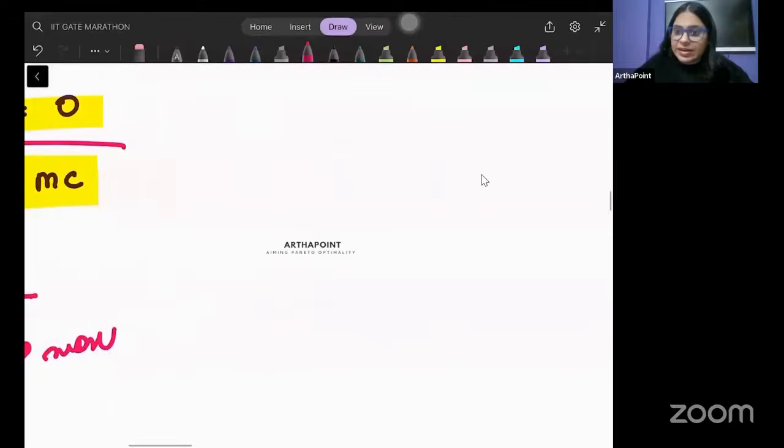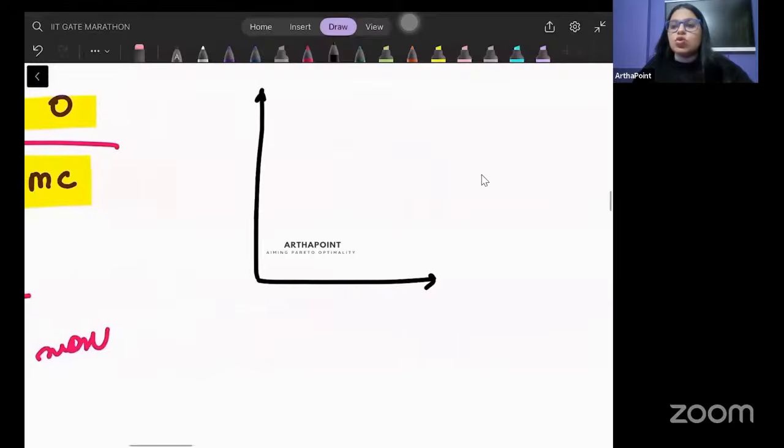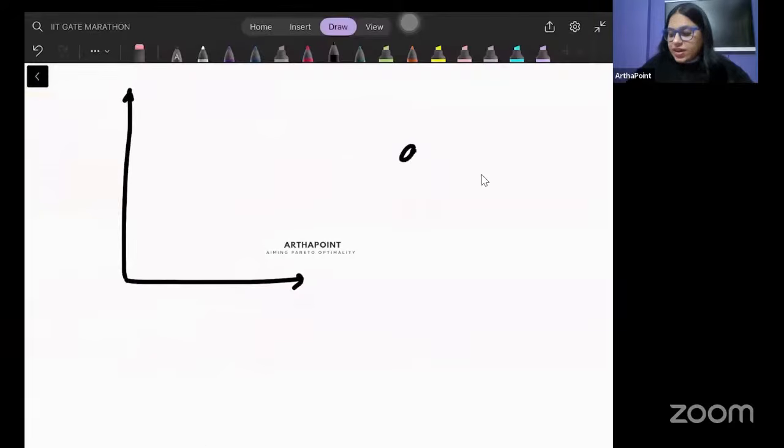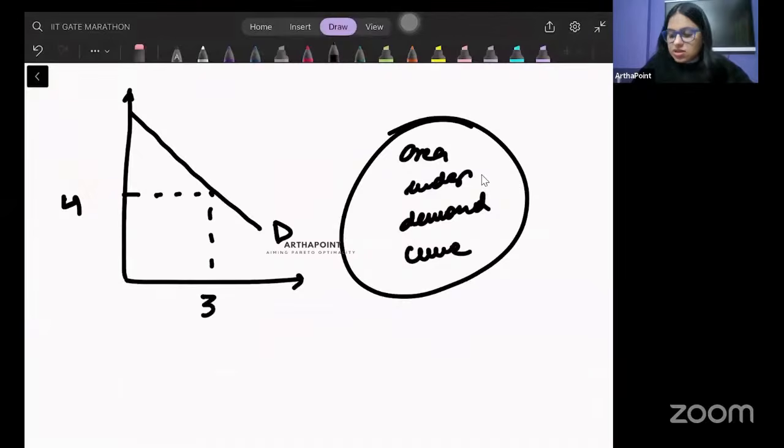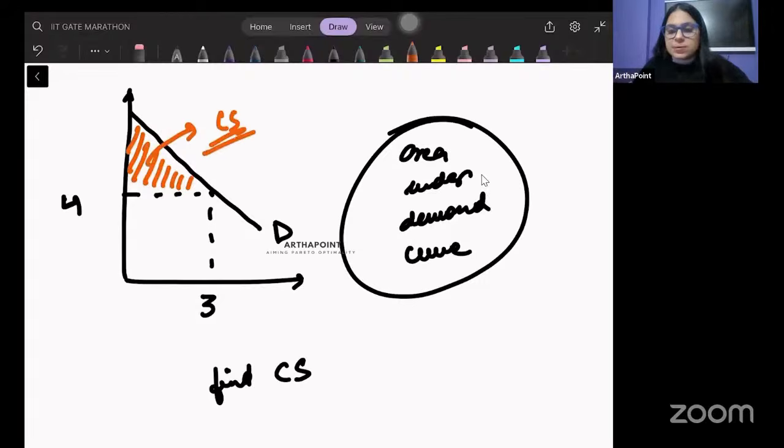And how can I find consumer surplus? To find the consumer surplus, you always will find the area under demand curve. So if I have this as my demand curve given to me, and they tell you that the price charged in the market is 4 and the quantity is 3, and they ask you to find consumer surplus, then this will be the consumer surplus. Area below demand curve, above price is the consumer surplus.